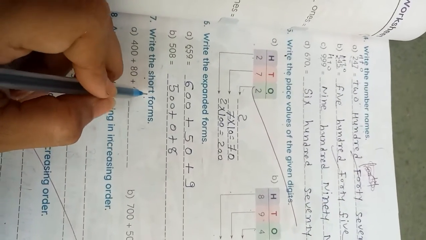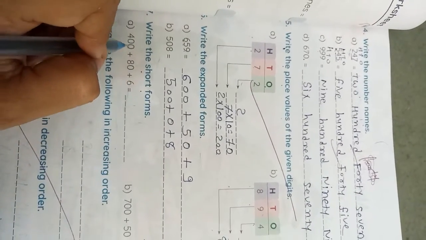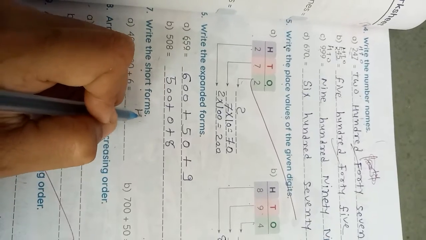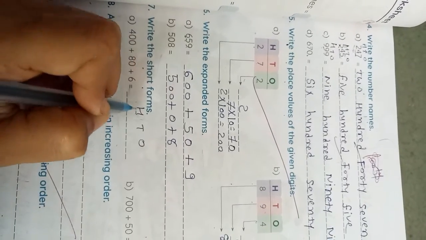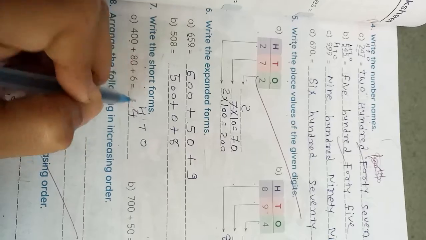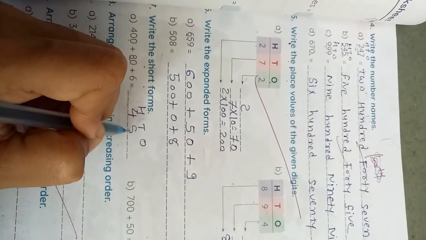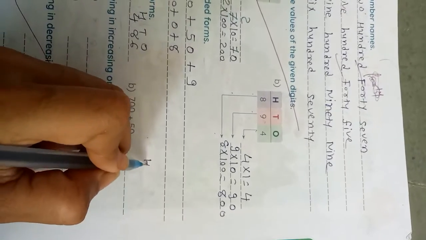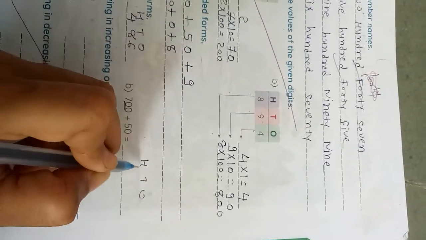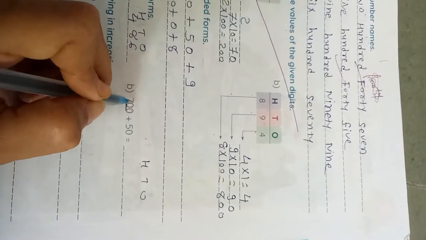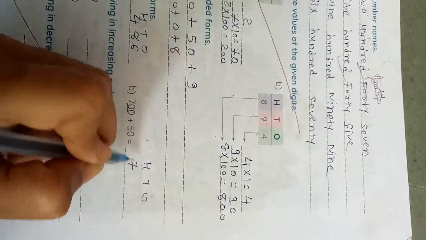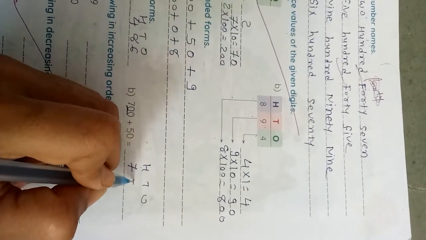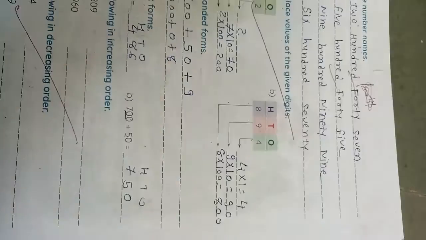Write the short form. Short form is standard form. So if we write hundreds, tens and ones, 4 at the 100 place, so write down 4. 8 at the 10 place, so write down 8, and then 6 at the 1 place. Again in this, 700, because ones, tens and hundreds, so 7 at the 100 place, then 50 at the 10 place, and nothing in the 1 place, so write down 0 over there.